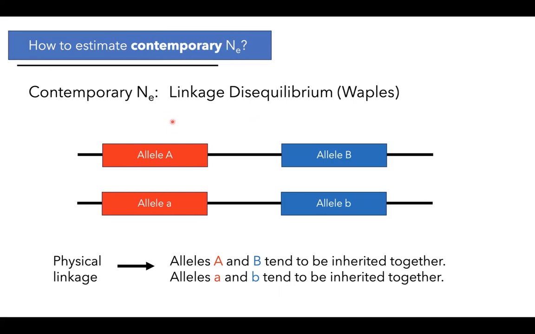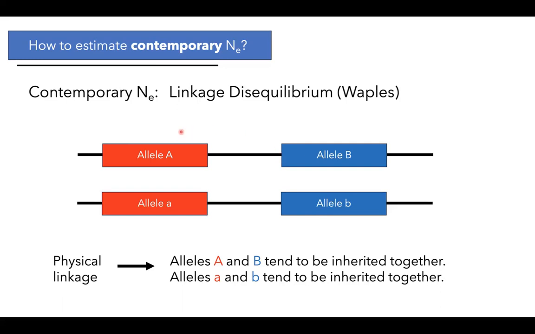Now, if you've taken a general genetics class, you might be familiar with the concept of physical linkage, which is what I'm showing here. So we have a red gene and we have a blue gene, and this black line behind them is supposed to indicate a chromosome. And so you can see that the red gene and the blue gene are physically linked to each other. They're on the same piece of DNA, the same chromosome, right?